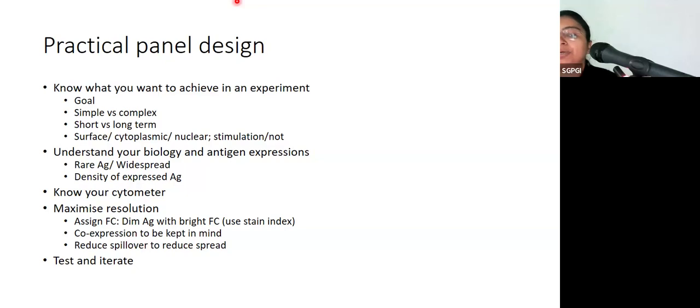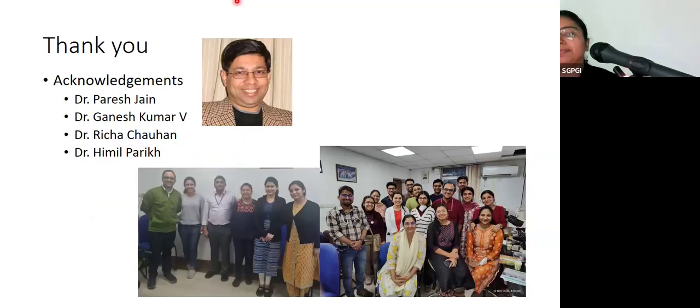Then comes the component of maximizing resolution. Assign fluorochrome according to the brightness of the antigen, and co-expression always needs to be kept in mind. The key is to reduce spillover, to reduce the spreads. And once you have a panel, you always test, iterate, and go back to any of the earlier steps if it does not work well.